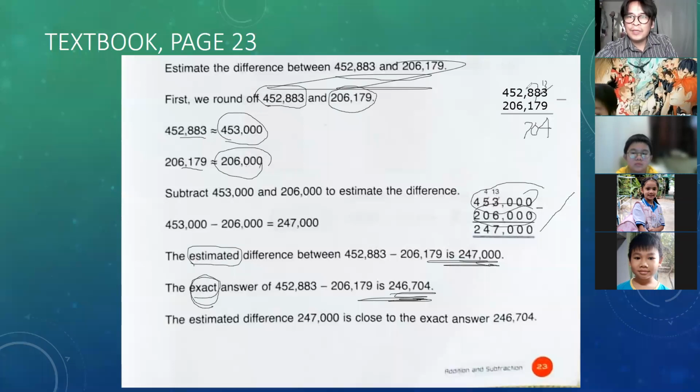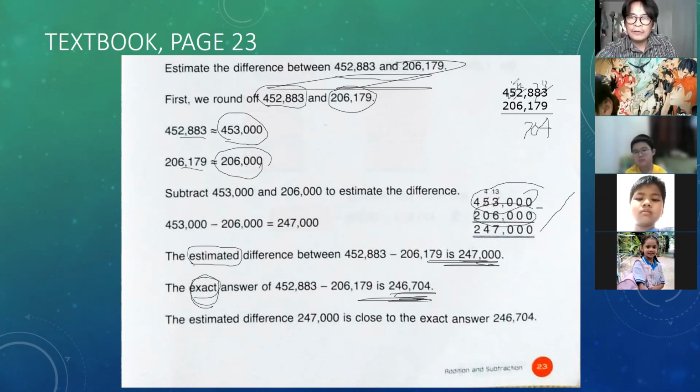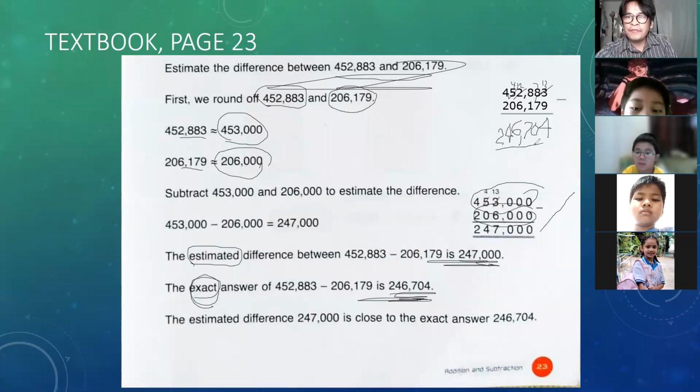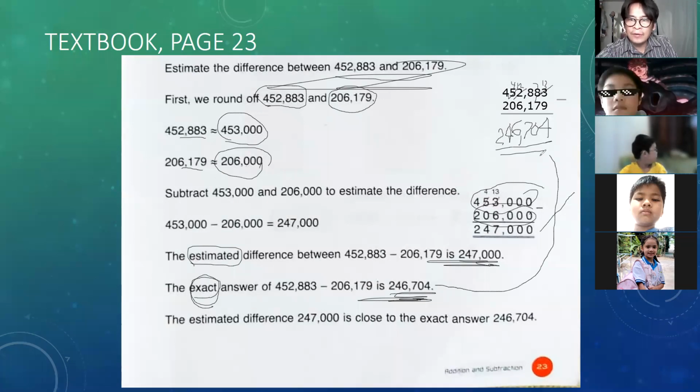2 minus 6 cannot be, so we have to borrow from 5. 2 becomes 12. 5 becomes 4. 12 minus 6 is equal to 6. 4 minus 0 is 4. And 4 minus 2 is 2. So the difference is 246,704, the exact or the real difference.